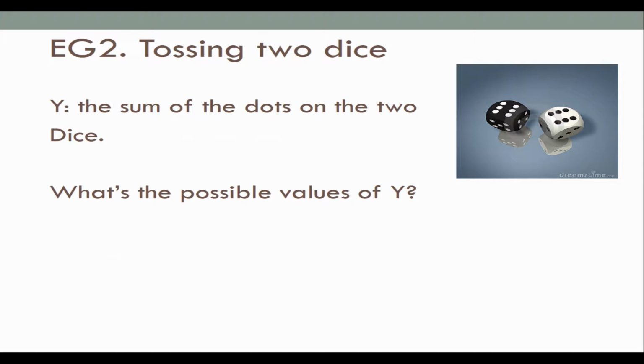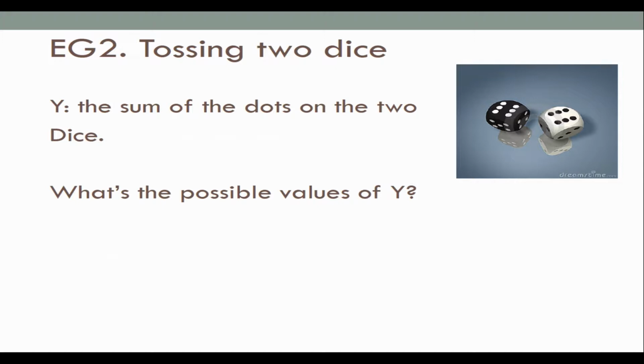Next, let's look at another example. This time, we toss 2 dice, and we let the random variable Y be the sum of dots on the 2 dice. We're going to find out the probability distribution for the random variable Y. So what are the possible values for Y for this experiment? We are tossing 2 dice and observing the values on those 2 dice. Y is the sum of the dots on those 2 dice.